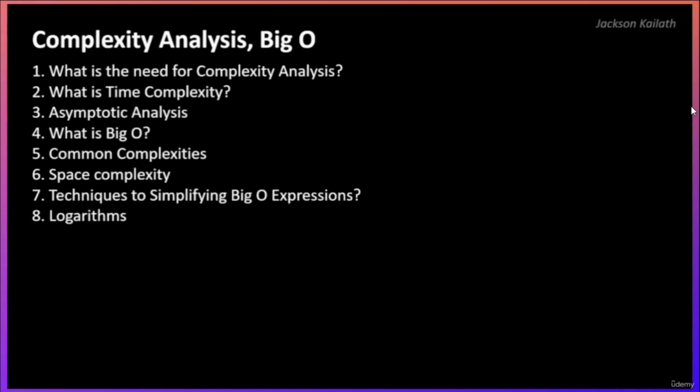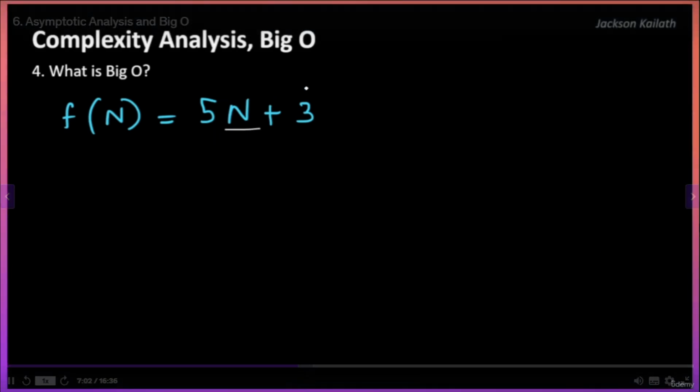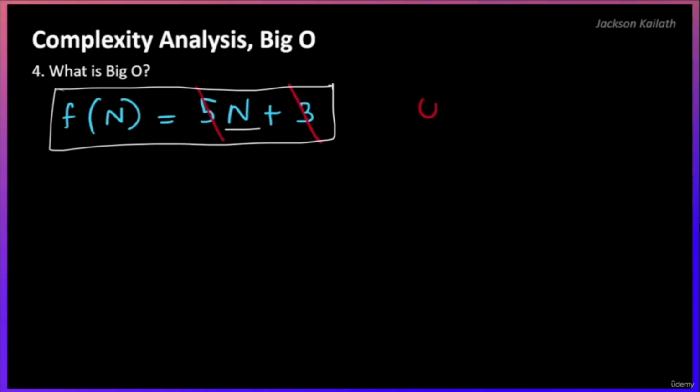Let's now proceed to point number 4, which is what is big O. We have already seen that big O notation is used to express whatever we understand in the asymptotic analysis. Now, if f of n is equal to 5n plus 3, and this function represents the relationship between the input size, which is n, and the number of operations that the algorithm has to do to get the output, in that case we can avoid the constants, and we can say that the time complexity of this algorithm is of the order of n.